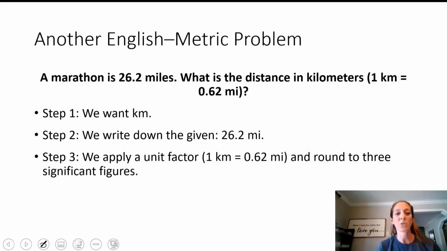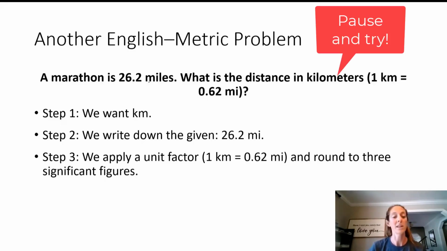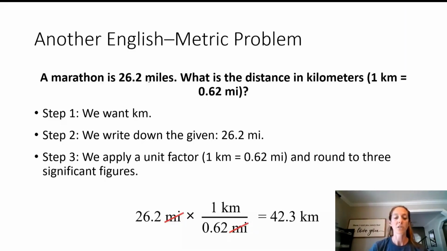Okay, next one I want you to try. A marathon is 26.2 miles. I've ran 2 marathons. I don't need to do any more. So knowing that 1 kilometer is 0.62 miles, I want you to set this problem up and figure out how many kilometers that is. Does your conversion factor look the same as mine? Hopefully you got 42.3 kilometers.